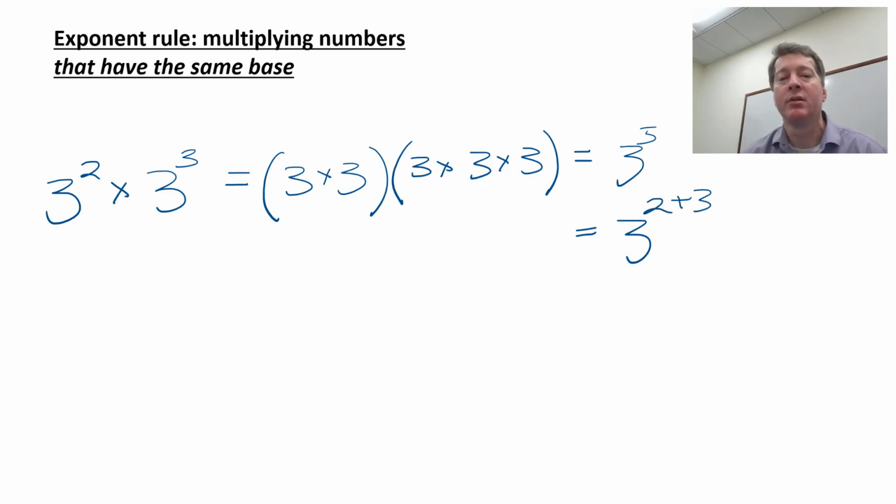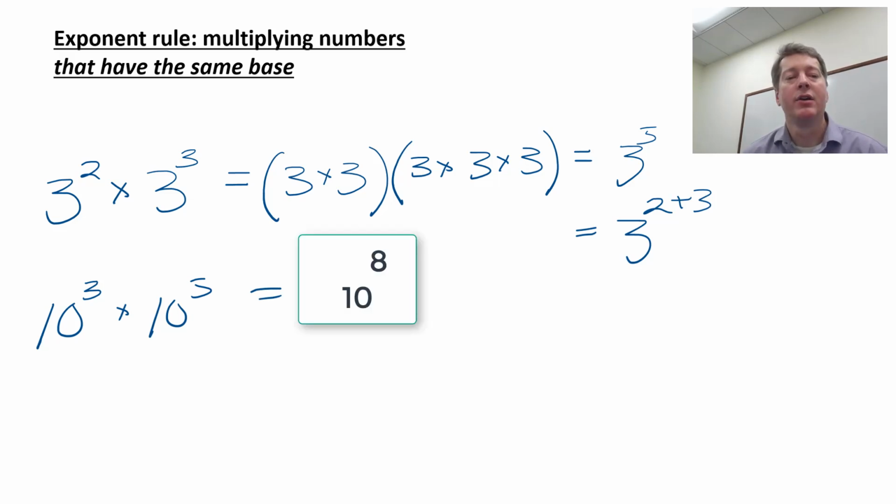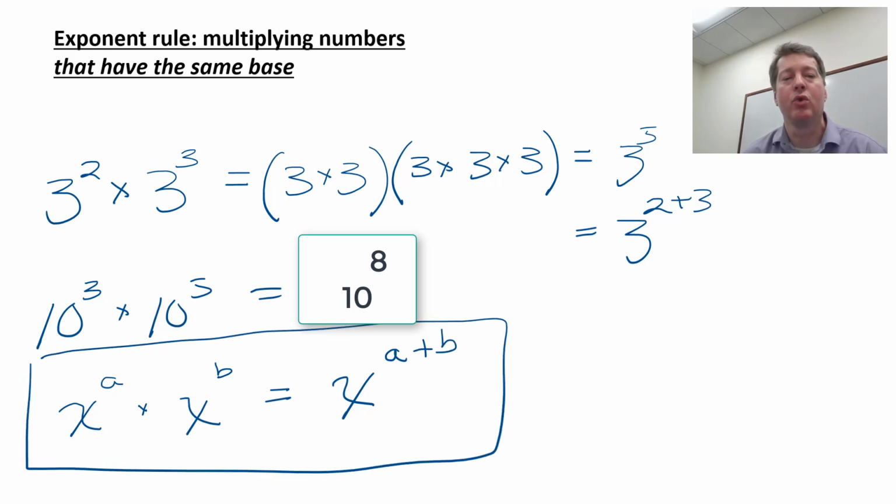You add the exponents. So suppose I had 10 to the 3rd times 10 to the 5th. I'm not going to write it all out, but you add the exponents. As a general rule, any number, let's call it x, raised to a certain exponent, times x raised to a different exponent, x to the a times x to the b is equal to x to the a plus b. You add the exponents. That's a very, very important rule to remember for a standardized test.